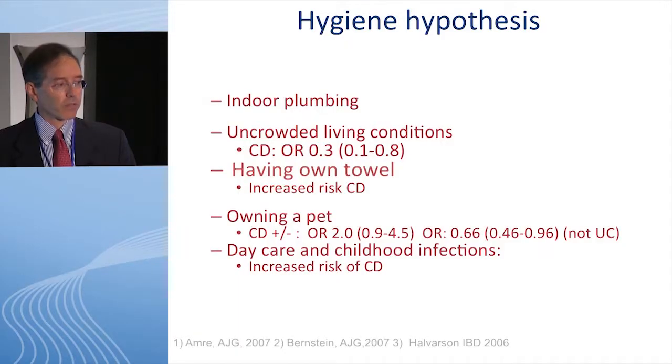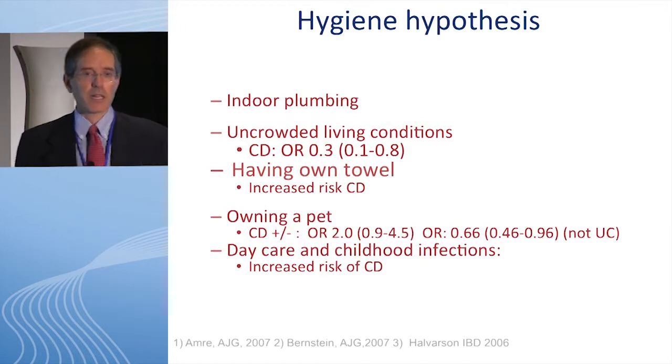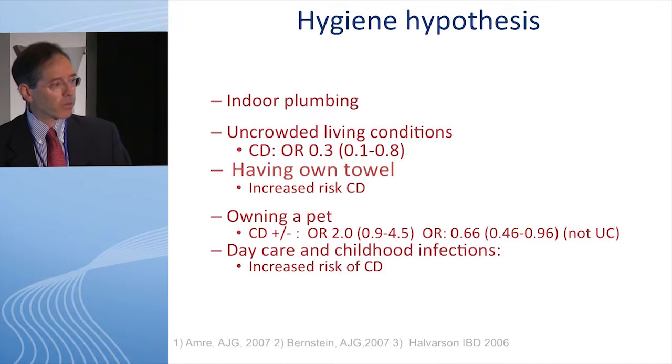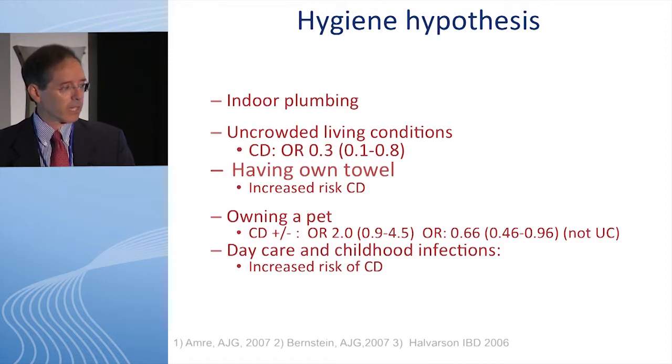And there's some alteration of the flora based on other factors as well. So the hygiene hypothesis is that our environment has shifted so that we're not getting exposed to other components of our environment, even such as indoor plumbing. We can't do this as well now, but when we looked at it in India, it was not that much of a risk factor, perhaps more in Crohn's and not ulcerative colitis. Uncrowded living conditions were actually a risk factor.